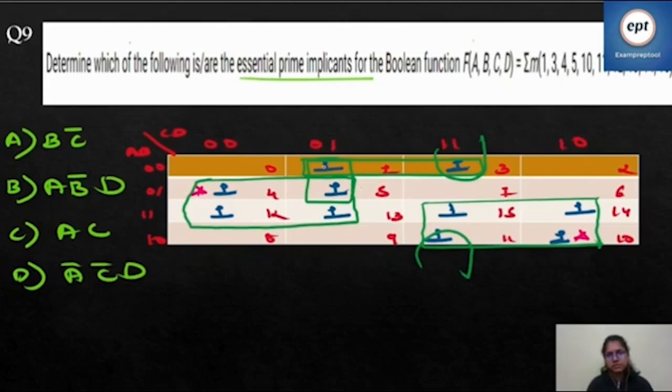In this group, this one and this one are overlapped, so that's why we will not consider this an essential prime implicant. In this group of 4 you can see that only one is overlapped, so we will consider this an essential prime implicant. And in this group of 4 also only one is covered and the rest are not covered, so we will consider this group.